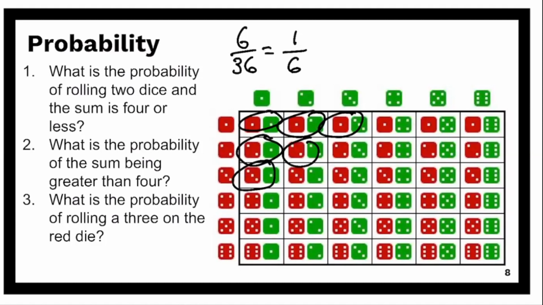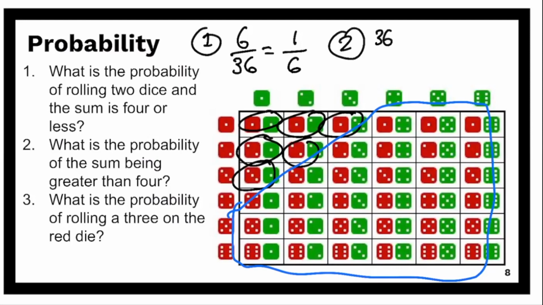The probability of the sum being greater than 4 is going to be all of the other outcomes here. So everything on this side of the table will end up with a sum greater than 4. So we could count those up. Another way to find this is to look at the total number of events. We have 36, and then subtract the number of events that result in a sum of 4 or less. So 30 out of 36, or 5/6.